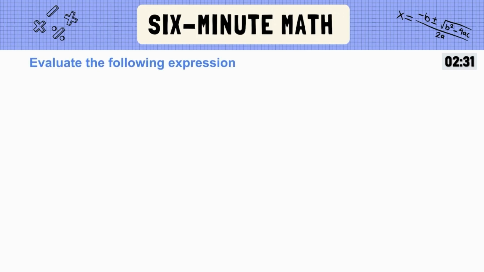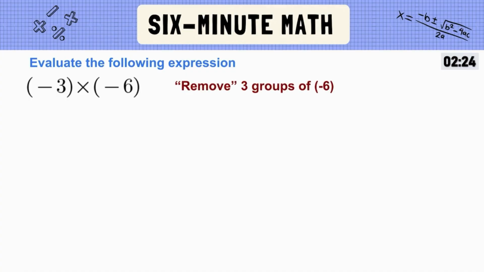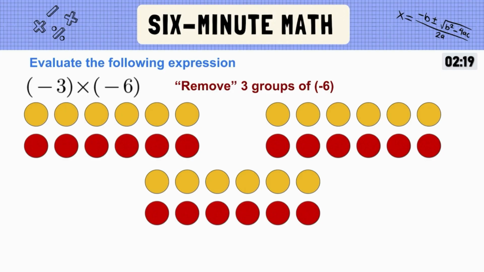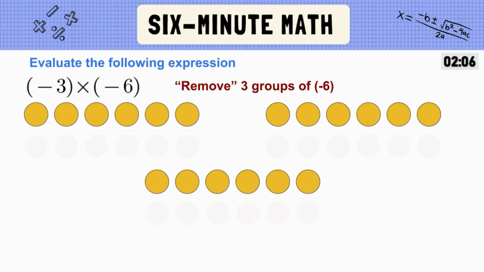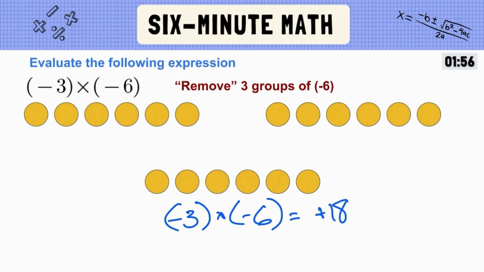Let's evaluate negative 3 times negative 6. So in this case, I am removing those 3 groups of negative 6, and I'm going to use my 0 pairs again. I'm going to group my negative integer chips into 3 groups of negative 6. And I'm going to remove them from my picture. What does that remain? Well, negative 3 times negative 6 equals positive 18 chips remaining.